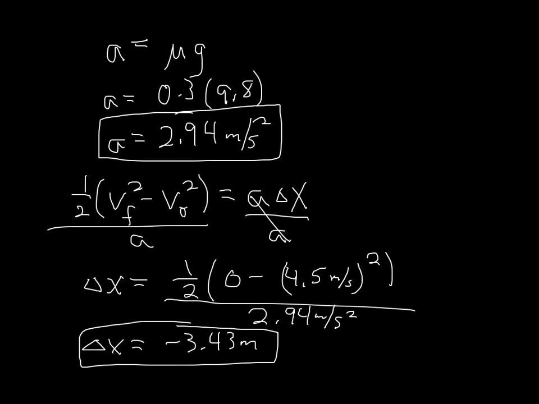So the question they asked is, does the runner make it to home plate? Home plate was how far away? It was 2.8 meters. So does he make it at least 2.8 meters? Oh yeah, he's got plenty of room. So Part A, runner scores.